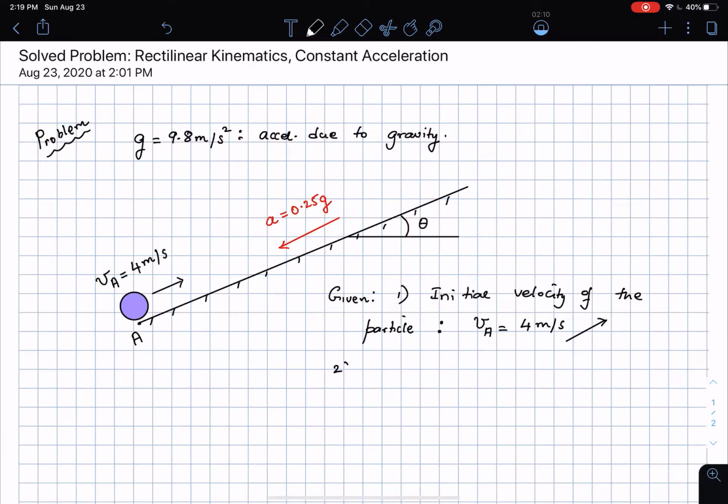And then you're told that the acceleration of the particle is a, which is 0.25 g. This is the magnitude of that, and the direction of this acceleration is always pointed down the incline. So this is up the incline, and this is down the incline.